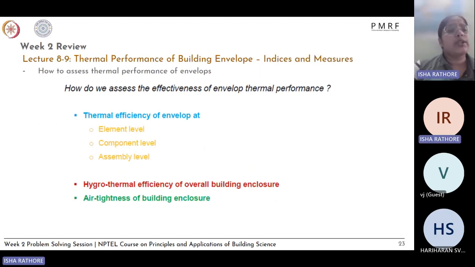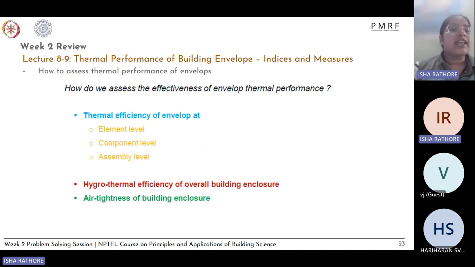So moving on to lectures 8 and 9, we looked at the thermal performance of building envelopes and the indices and measures. Both of these lectures looked at the thermal performance of building envelopes, so both of them are covered together. Particularly, we looked at indices and measures and their numericals on how to solve them. So how do we assess the effectiveness of the envelope's thermal performance?